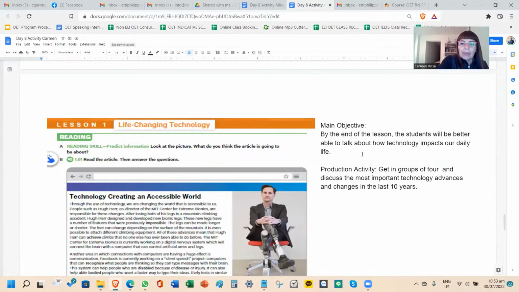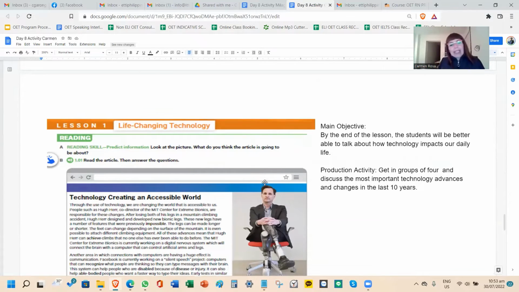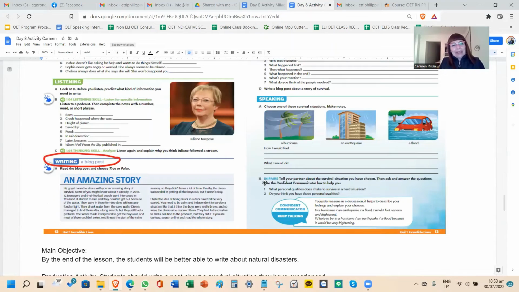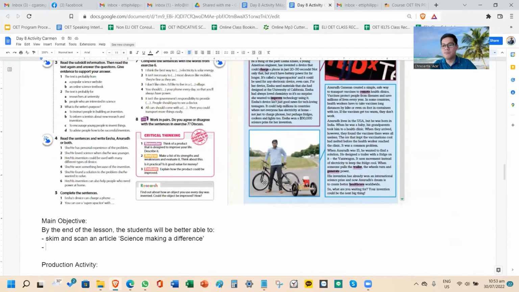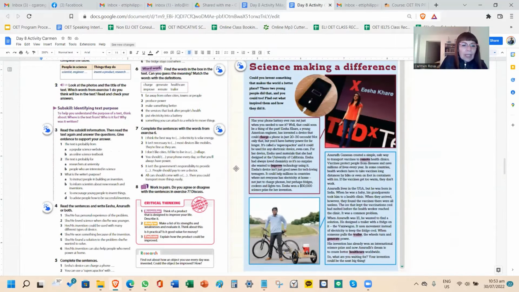Yes, I know. I worked on this, but I forgot the other one. Okay, hey, don't worry. We will answer it now. So here, by the end of the lesson, students will be better able to skim and scan Science Making a Difference. And then, if I'm not mistaken, this talks about invention.